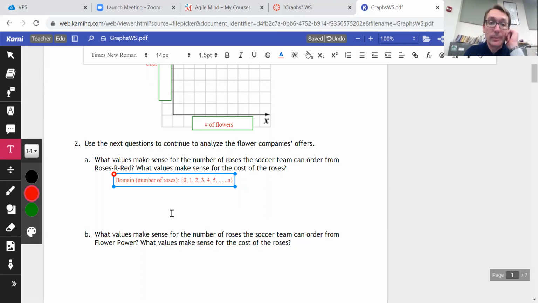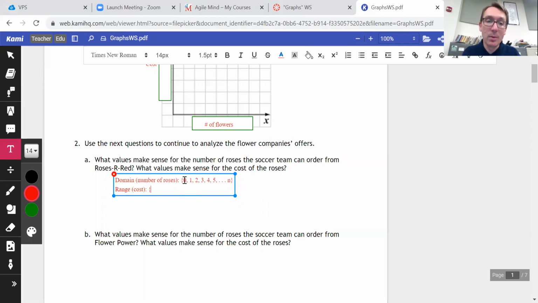All right, so there we are. The range, on the other hand, is going to be the cost. We'll just say the cost, that's fine. Obviously, it depends on how many roses we buy, and that's why the cost will have something to do with it.